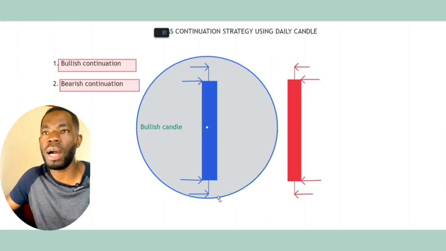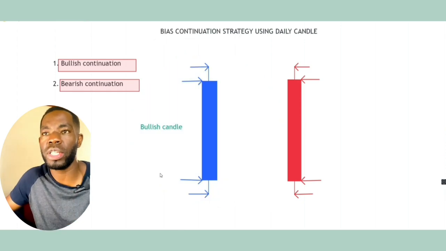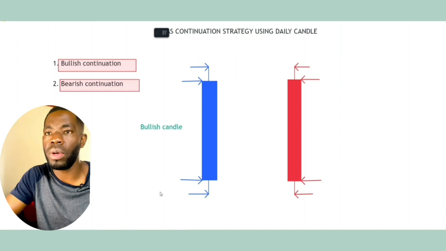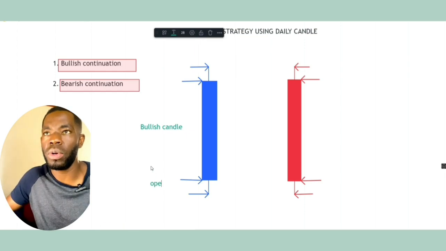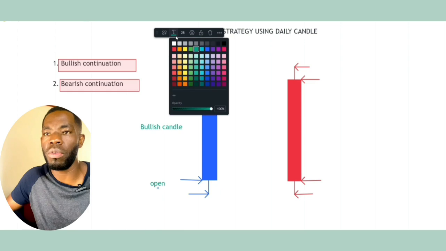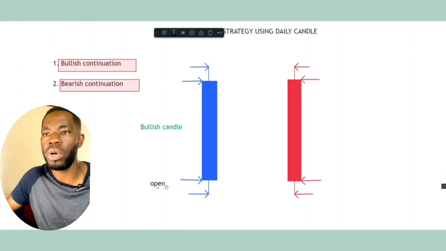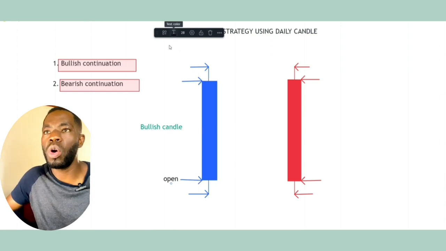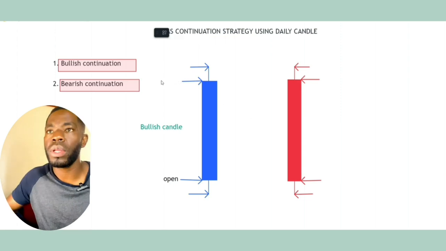For those who are completely new in the forex market, this is a bullish candle and these are its different parts. The candle opens right here. This is the open of the candle, where the arrow is pointing. It opens here, and then the candle closes up here. This is the close of the candle.